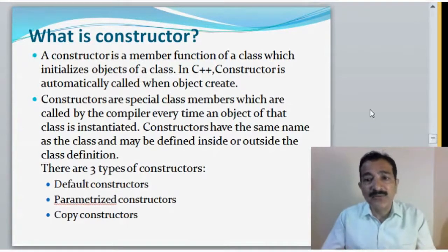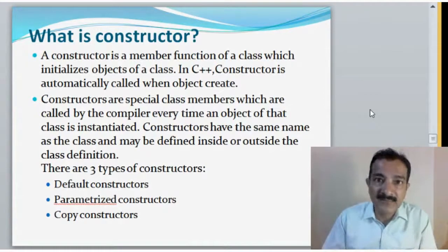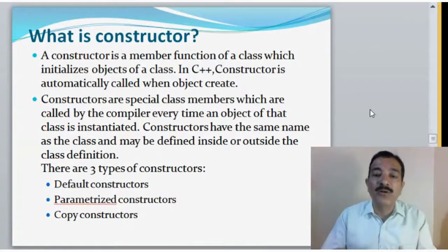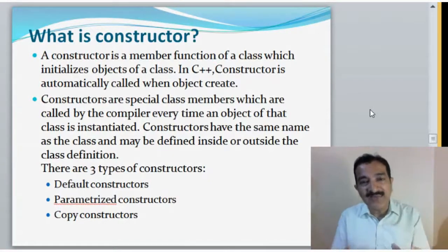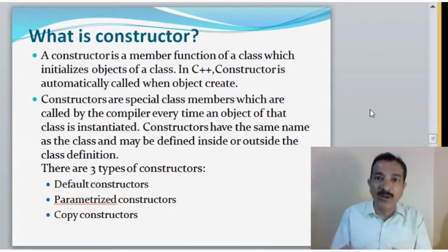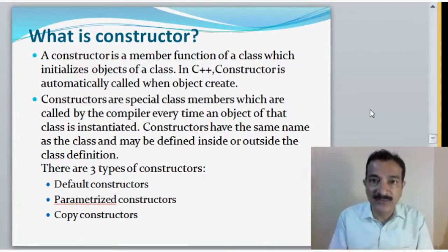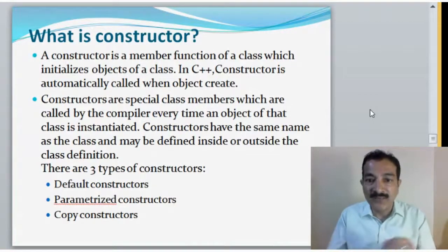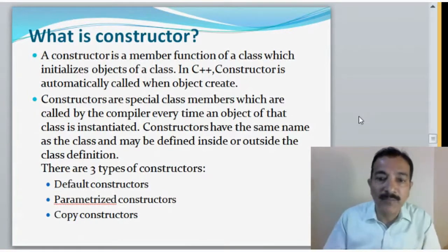A constructor is a member function of a class which initializes an object of a class. In C++, a constructor is automatically called with object creation. So a constructor is a member function, that's similar. The only difference is that the moment you create an object, the constructor is automatically called and executed. Constructors are special member functions which are called by the compiler every time an object of that class is instantiated.